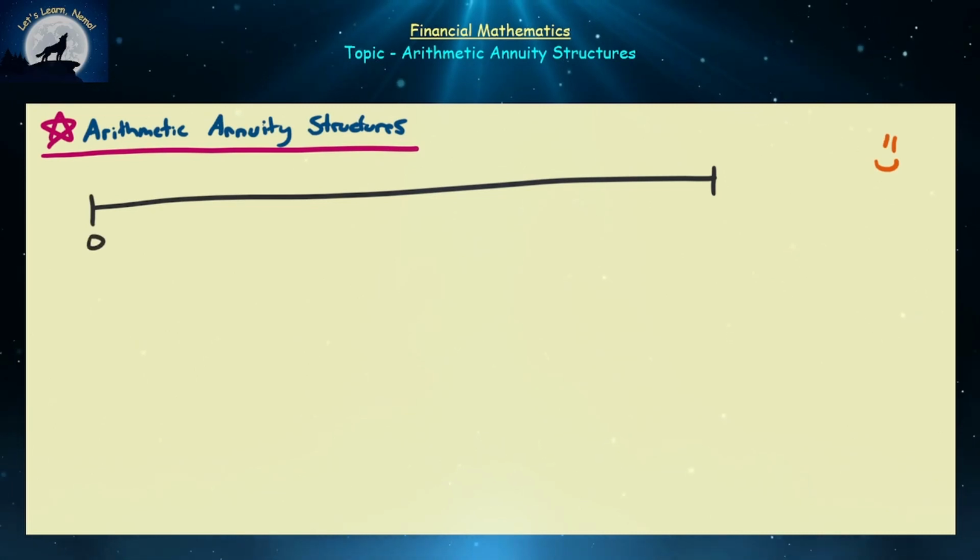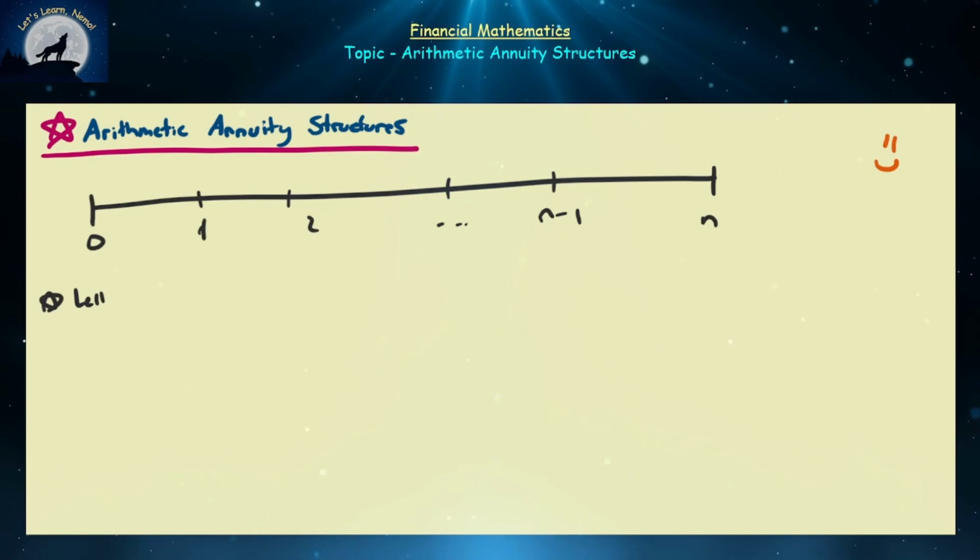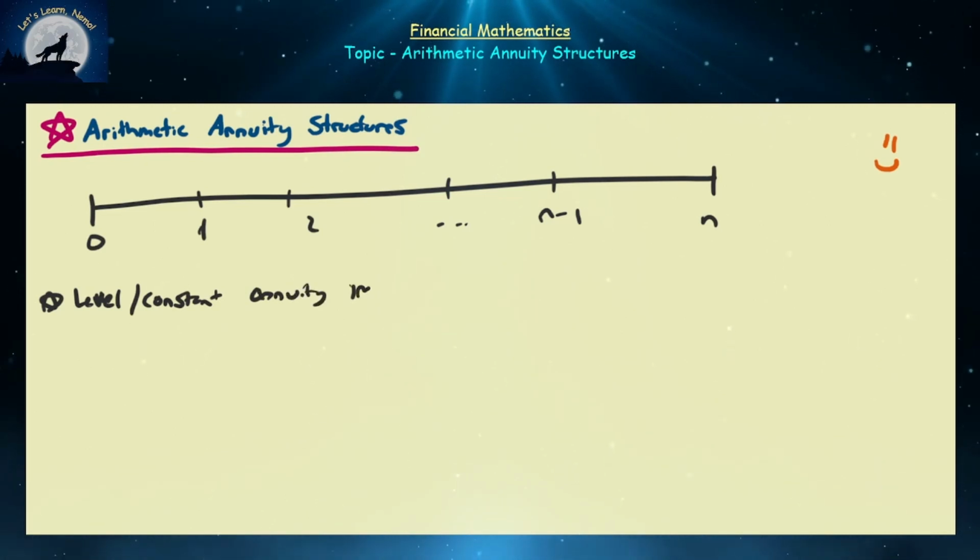So let's consider a very basic timeline, 0, 1, 2, all the way down to, say, n minus 1 to n. And let's consider what we referred to as a level or constant annuity immediate. So what was this? If it's a unit level constant annuity immediate, we didn't have a payment at time t equal to 0. We had a payment of size 1 at 1, 1 at 2, 1 at 3, 1 at 4, all the way down to a payment of size 1 at time t equal to n.